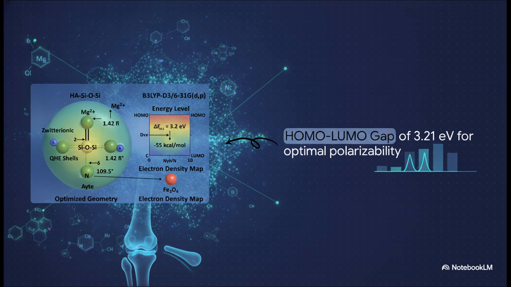That 3.21 eV isn't just a random number. It is the absolute sweet spot for optimal dynamic polarizability. It proves exactly how the electron cloud will flawlessly shift and respond under the shear stress of a moving joint to maintain a totally frictionless surface.